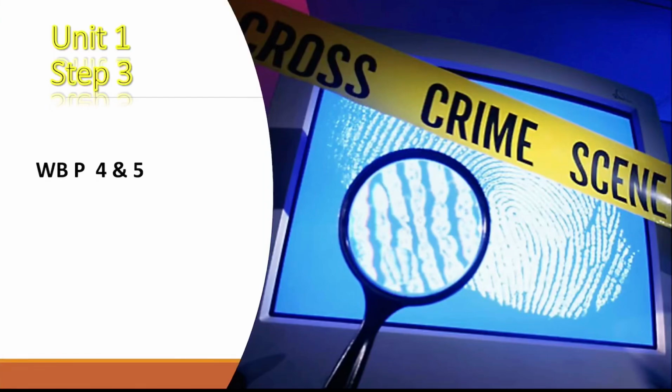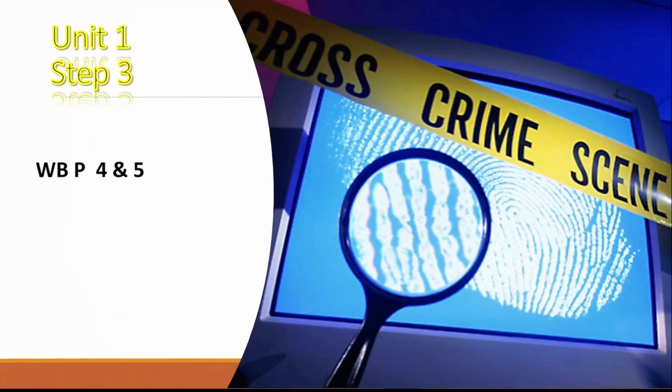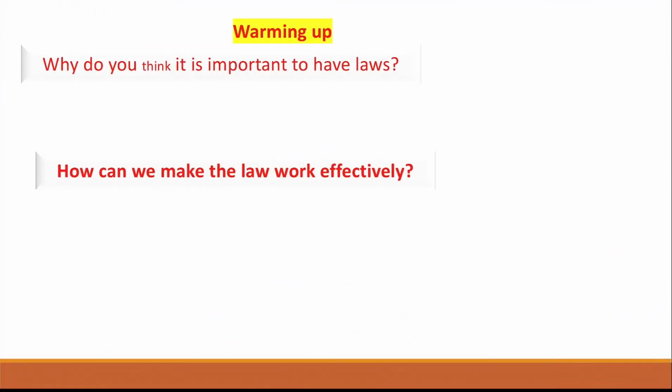Hello everyone. This is Unit 1, Step 3 in your workbooks, page 4 and 5, and we're talking about crime here. Let's get started by warming up. We have two questions here. Question number 1, why do you think it is important to have laws? So, what is the importance of laws here?